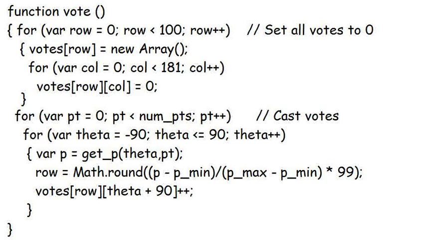Secondly, the theta values start at -90, so the column corresponding to any particular value of theta has to have 90 added to it. Theta equals -90 gives column 0, -89 gives column 1, and so on.